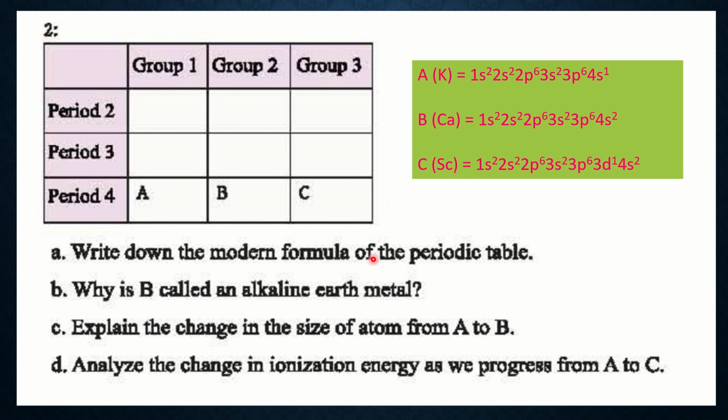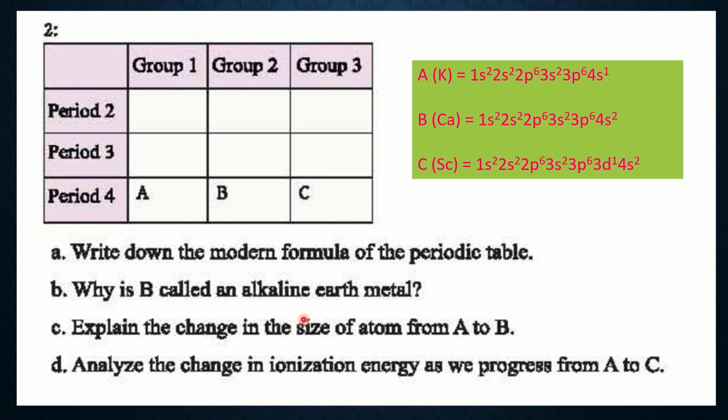Now write down the modern formula of the periodic table. Modern formula of the periodic table means the modern law, the correct periodic law. If the elements are arranged according to their increasing atomic number, the physical and chemical properties of the elements repeat periodically. This is the modern formula of the periodic table.